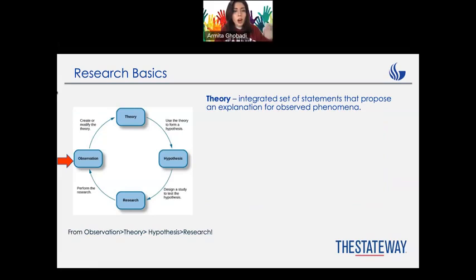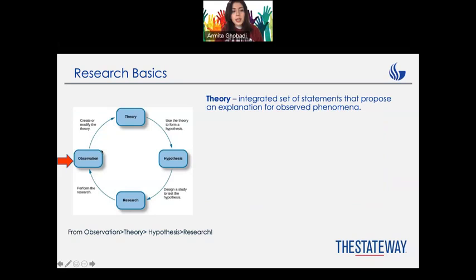So there are different stages for research basics and for providing different theories. But stage number 1 is always observation. You observe the phenomenon first, then you get curious. After that, you propose a theory. Then you have a hypothesis. Then you conduct your own research study. So again, we have observation here, which means we're going to create a theory based on that.